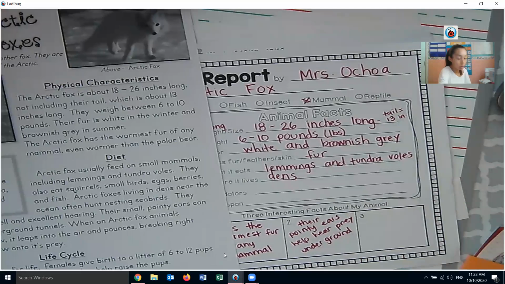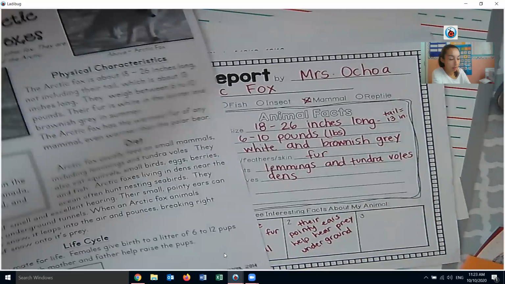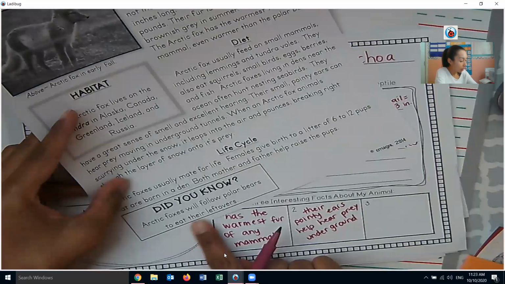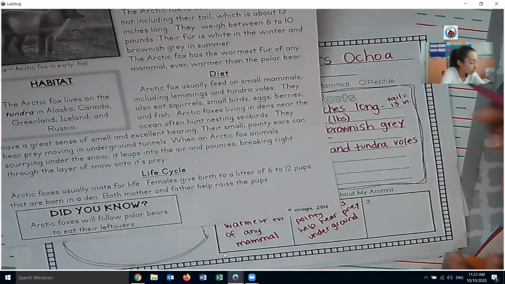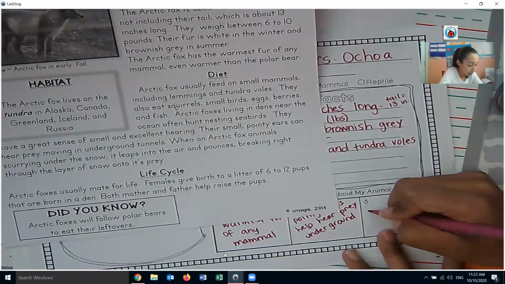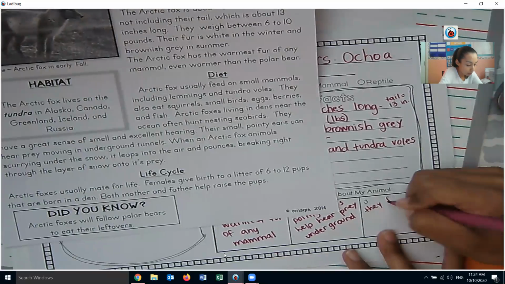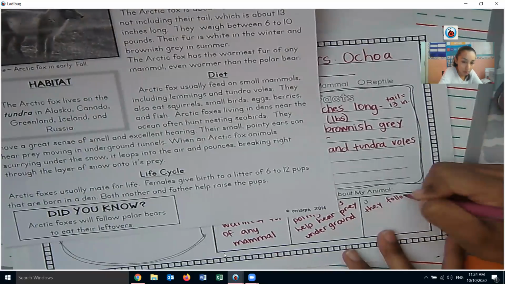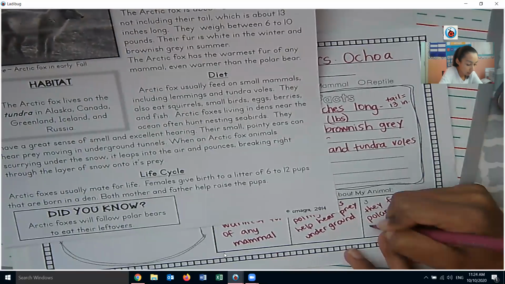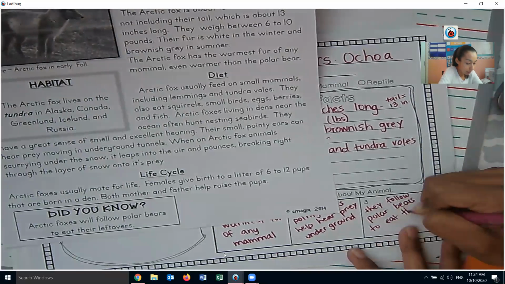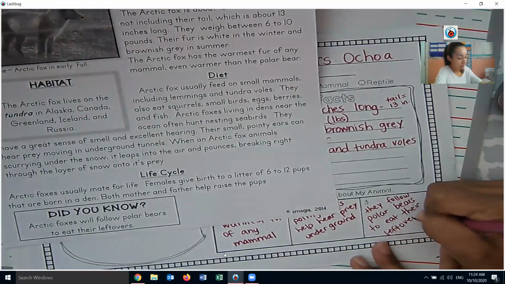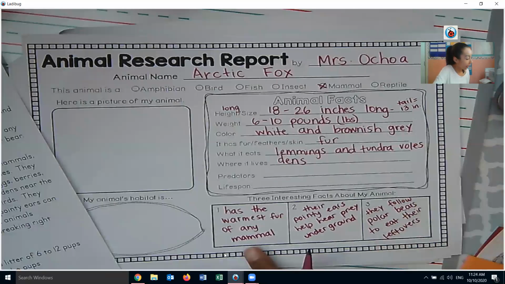And then another interesting fact, and most of your interesting facts, maybe you also get some from here where you see something that says, did you know Arctic foxes will follow polar bears to eat their leftovers? So maybe I'll say they follow polar bears to eat their leftovers. So something about the interesting facts.